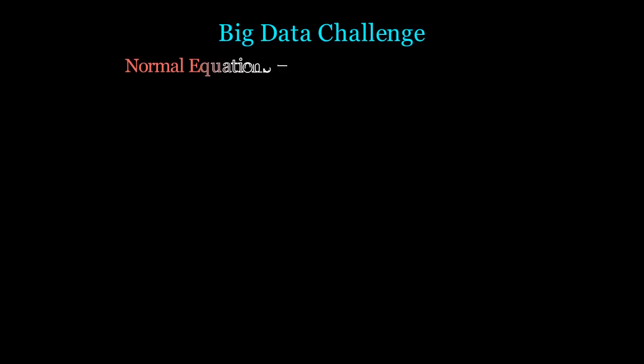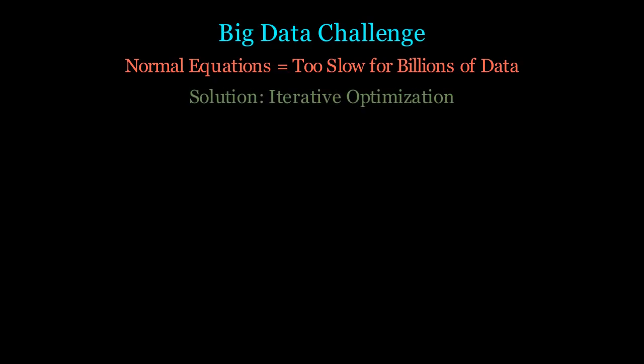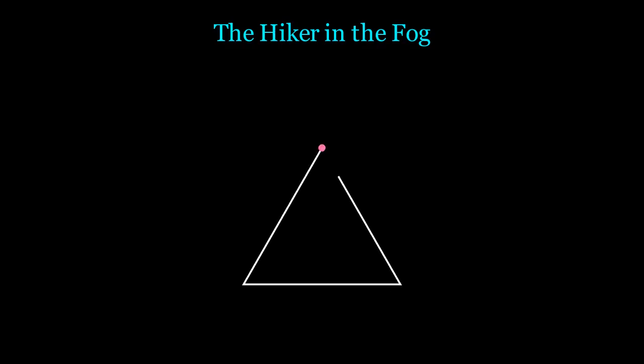Now, here's the challenge. In the past, with small datasets, we could use normal equations to solve this using linear algebra. But in the era of big data, where companies like Google or Meta process billions of parameters, solving these equations directly is computationally impossible. We need a way to walk down the hill of the cost function to find the lowest point. This iterative process is called gradient descent.